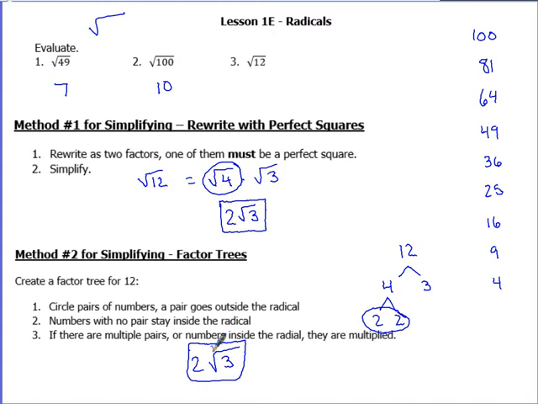Okay, so either method, if done correctly, will give you the same answer. So you get to choose. I have absolutely no preference which one of these you pick. Pick the one that makes the most sense to you so that you're going to do it right every time.